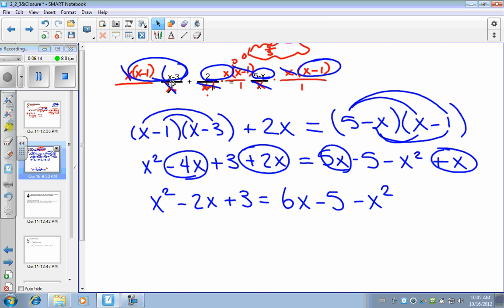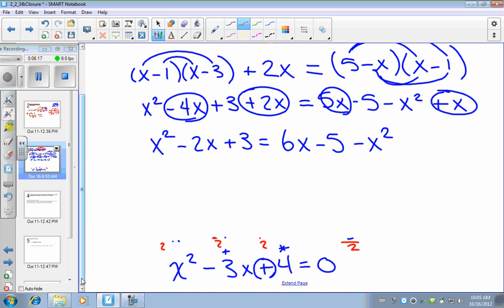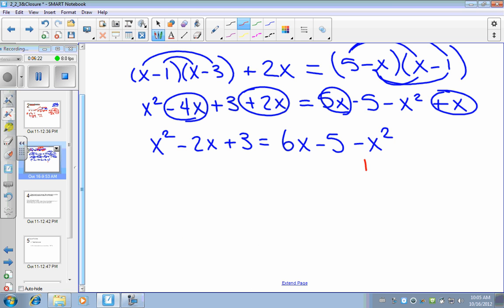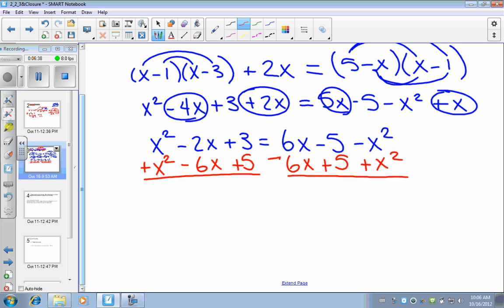Now to solve this, I want to set it equal to 0. So I would add x squared, add 5, and subtract 6x from both sides. I'm going to line up like terms. So that was adding x squared, adding 5, and subtracting 6x from both sides. So now I have 2x squared minus 8x plus 8 equals 0.